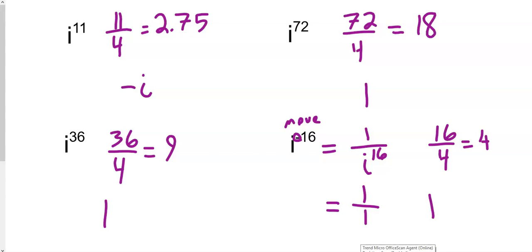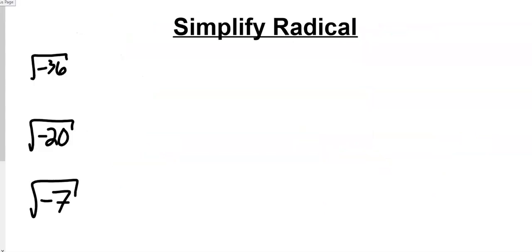All right. So we talked a little bit about i, its powers, its patterns. So let's jump into actually dealing with some radicals. Now it's going to be kind of like what we did all the way back from 5.1 to 5.3 and 5.4, where we're going to learn how to add, subtract, multiply, divide, all that stuff.